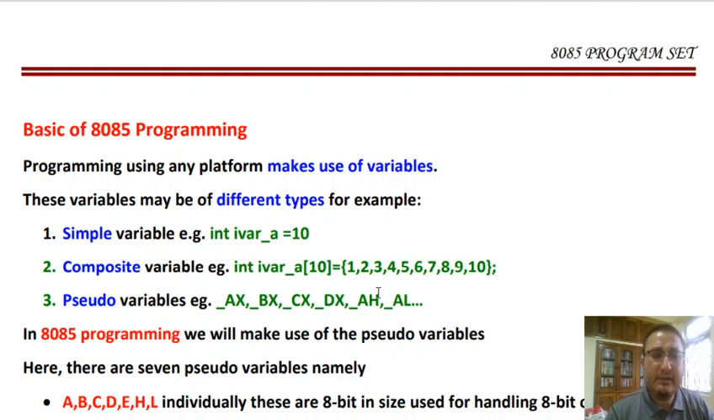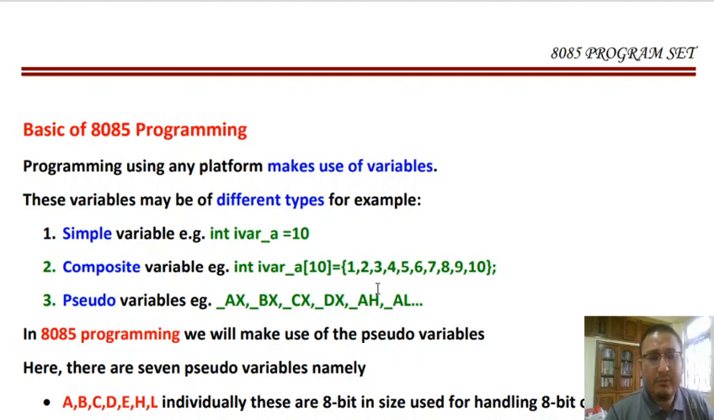A simple variable is a variable that holds only one value at a particular point in time, whereas a composite variable is capable of holding more than one value at a particular point in time. Likewise, a pseudo variable is not actually a variable but it is capable of behaving as one, and these are CPU registers which hold values during execution. An example of a simple variable would be a simple integer variable. An example of a composite variable would be an array. An example of a pseudo variable would be the CPU registers, as I have listed here.